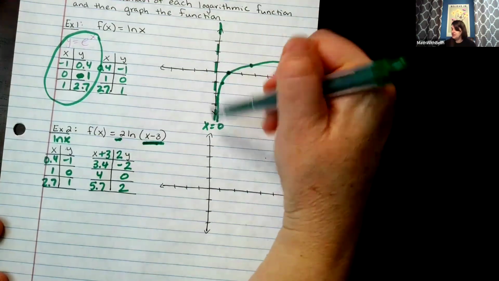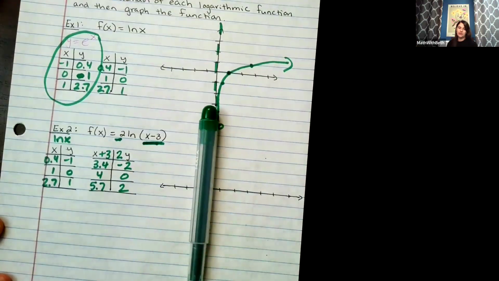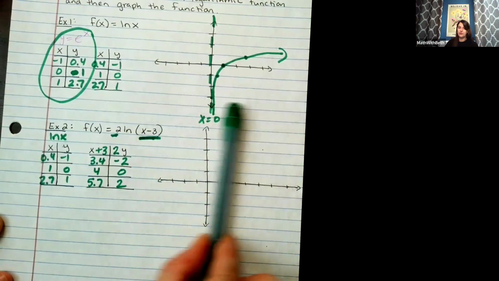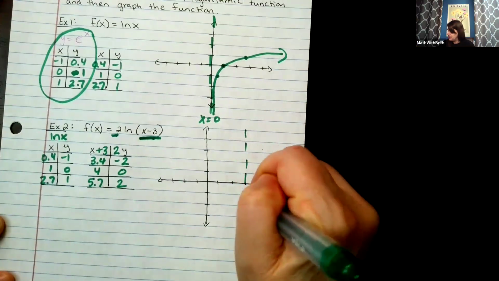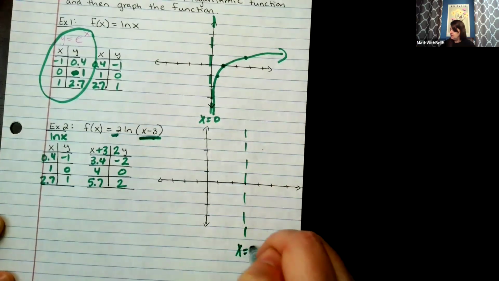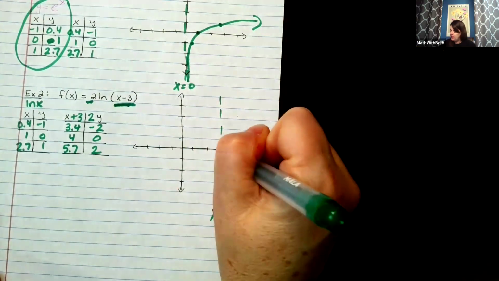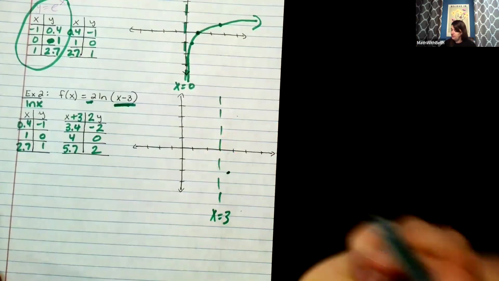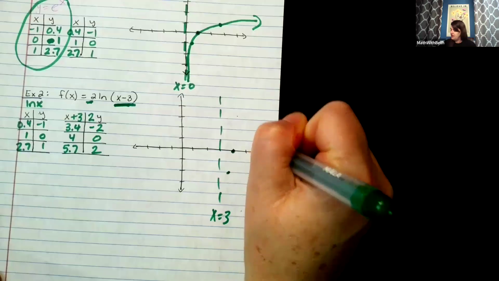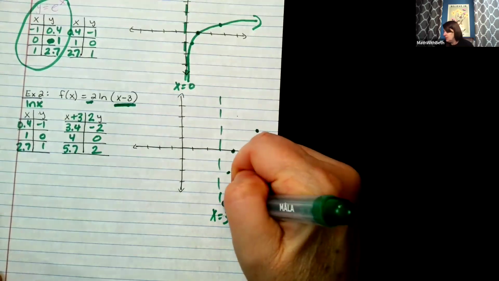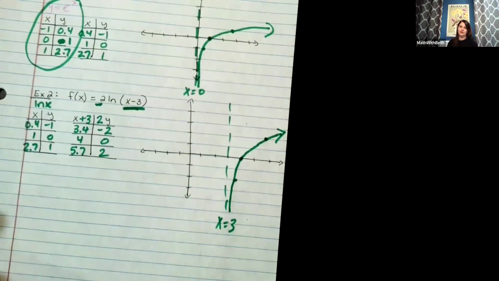My asymptote is going to move this time because now that it's x equals 0, anything to the left and right will move it. So we have moved to the right 3. So that is where my asymptote is now. So 3.4, negative 2, 4, 0, 5.7, 2. We are now doing something like that.